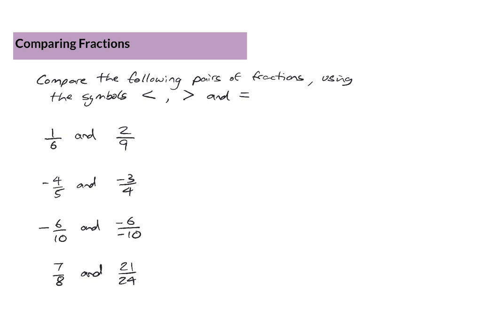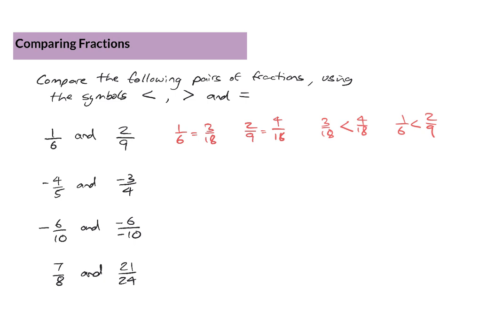So let's look at the first one. I've got 1 over 6 and 2 over 9. I know that 1 over 6 can be rewritten as 3 over 18. And I know that 2 over 9 can also be rewritten with a denominator of 18. And this time it's going to be 4 over 18. So 1 over 6 is the same as 3 over 18. 2 over 9 is the same as 4 over 18. And then I can compare these two fractions. And I know that 3 over 18 is less than 4 over 18. Which means, therefore, that 1/6 must be less than 2 over 9.